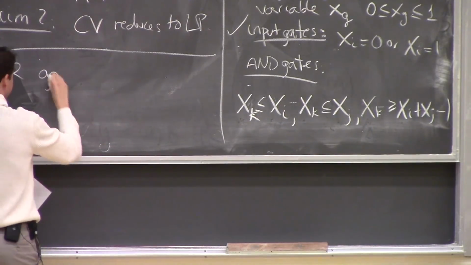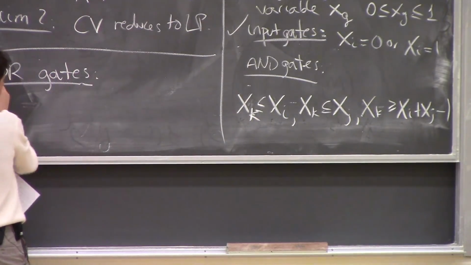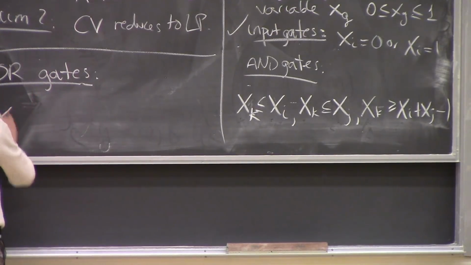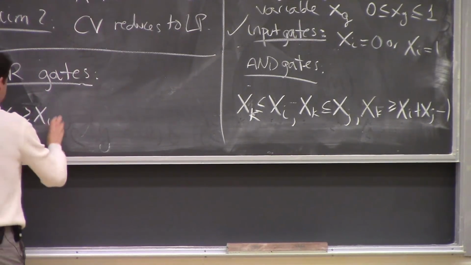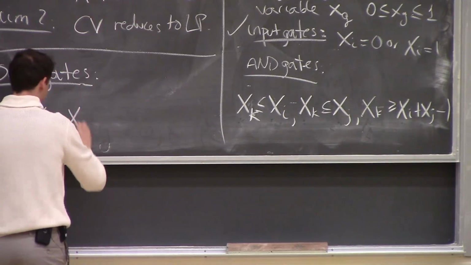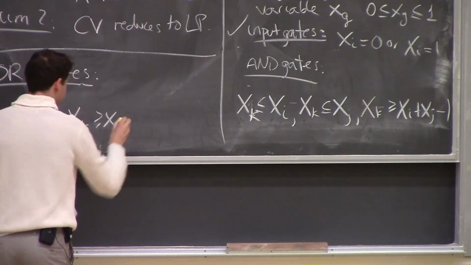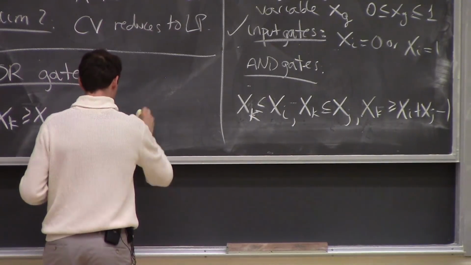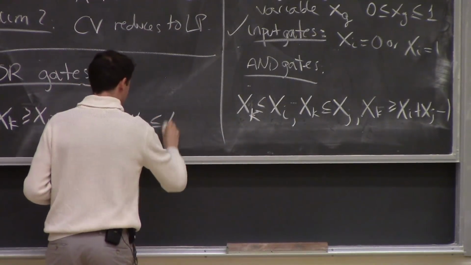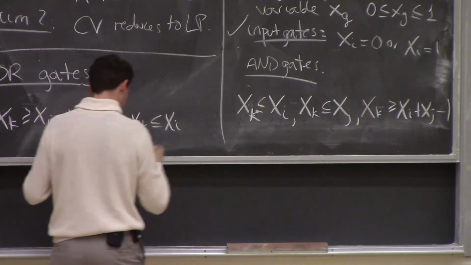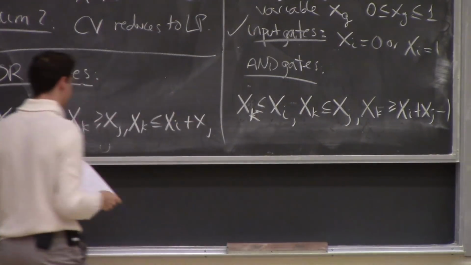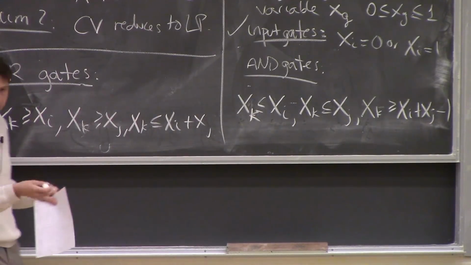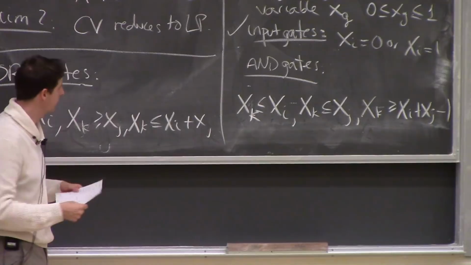For OR gates, something similar holds. I'm not going to go through it, but I can show you the gadget. xk is at least xi, so I'm kind of flipping things. xk is at least xj, okay? And what's the other one? xk is at most xi plus xj. Okay, so this actually implements OR gates. NOT gates is clear. It's just x goes to 1 minus x.